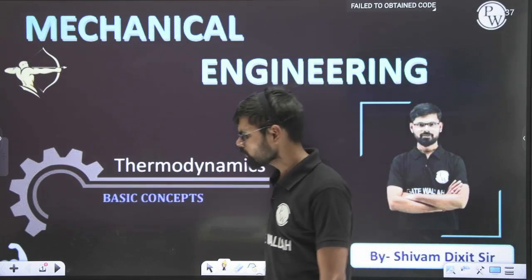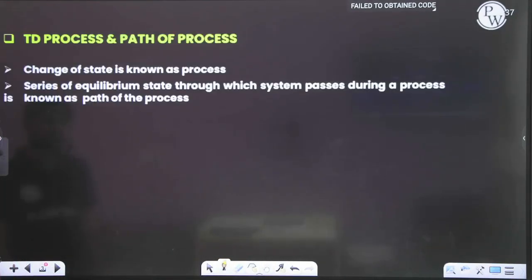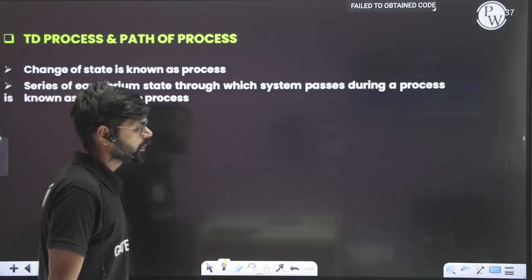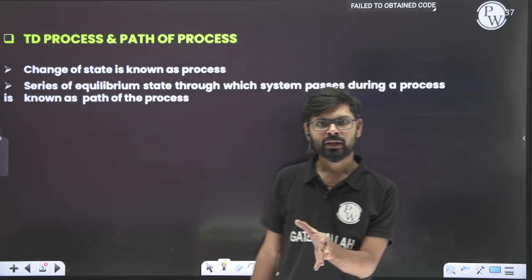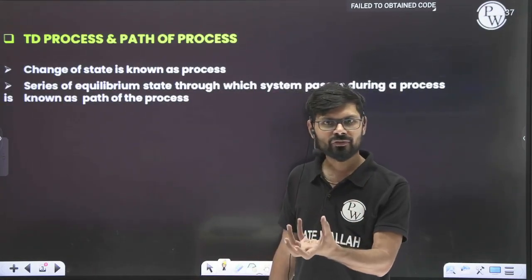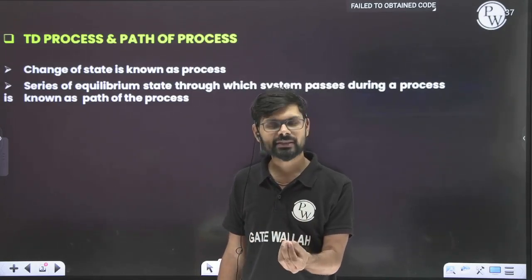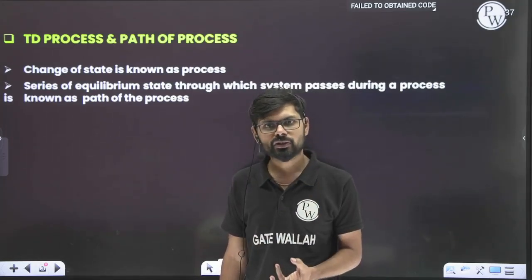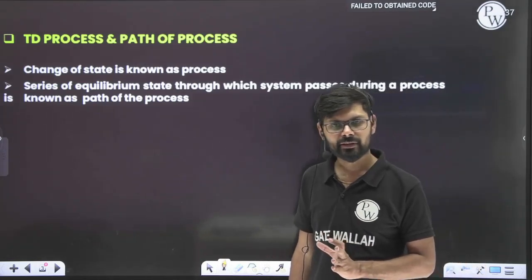Let's continue our discussion on the thermodynamic processes. I already told you, thermodynamic process means a change of state. State is nothing but a condition of a system, and condition is identified by the properties. So at a particular state, all the properties of the system have a fixed and definite value. Fixed and definite value, right?